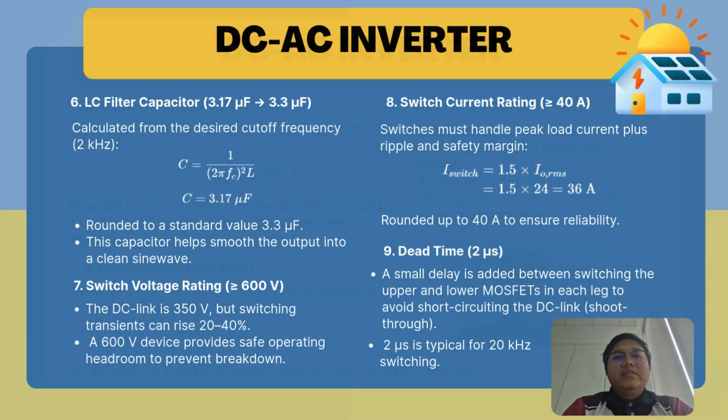conditions. For the LC filter, the inductor value of 2 mH helps reduce high-frequency ripples, while the capacitor value of 3.17 microfarads, rounded to a standard 3.3 microfarad, helps smooth the waveform into a clean sine wave. Finally, we selected a switch rating of at least 600 volt and 40 ampere to safely handle transients and current spikes, and we added a 2 microsecond dead time to prevent shoot-through between switching devices. These calculations together ensure that the inverter operates safely, efficiently, and also generates a clean AC output.